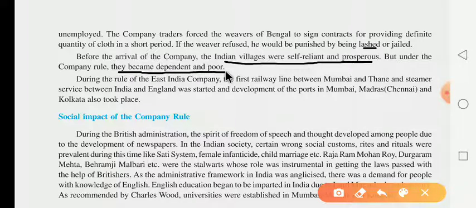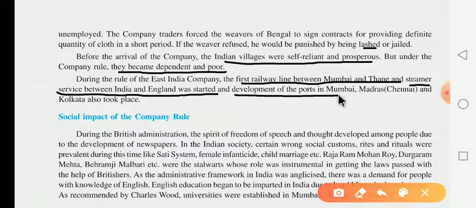And after the rule of the company, it means the British East India Company, what happened that our Indian villages became dependent and poor? During the rule of the East India Company, the first railway line between Mumbai and Thane and steamer services between India and England were started, and the development of the ports in Mumbai, Madras, Chennai and Calcutta also took place.